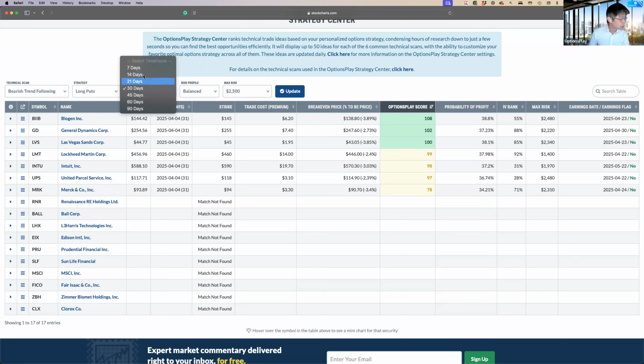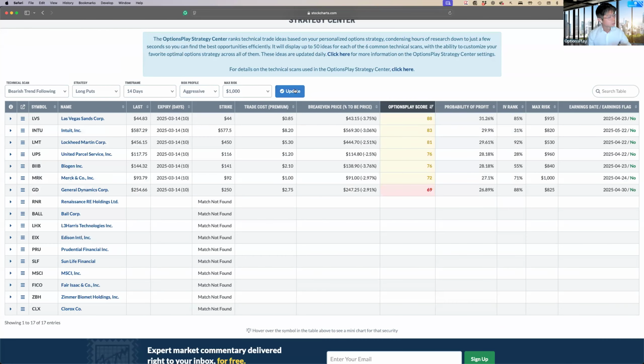Some people like to buy shorter dated options. Maybe you like to buy put options that expire in 2 weeks' time instead of 30 days. You can customize these. Or maybe you like to be a bit more aggressive, meaning you like to buy put options that are out of the money. You want them to be really cheap, and you want them to have a really high potential risk to reward. And maybe in this particular case, you're only willing to risk $1,000. You customize these strategies based on your portfolio size and your personalized strategies.